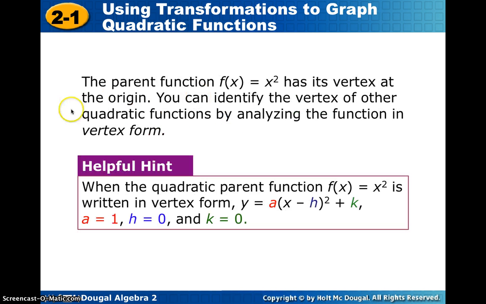So please make sure that you have this information about what all of these letters mean written down in your notes. Now, if you look at the original, it's interesting to note that the parent function, f of x equals x squared, can still be written in the same form with an a, an h, and a k. It's just that with this one, a is 1 and h and k are 0. So that's just a helpful hint.